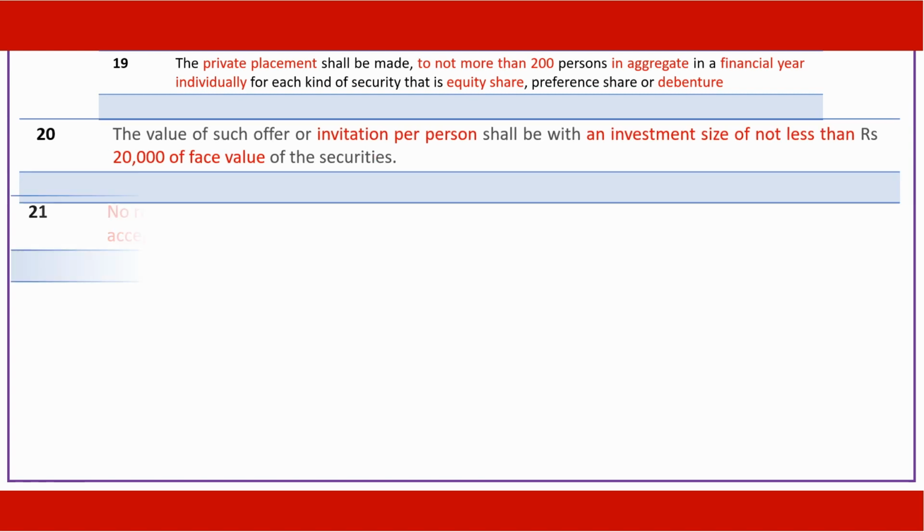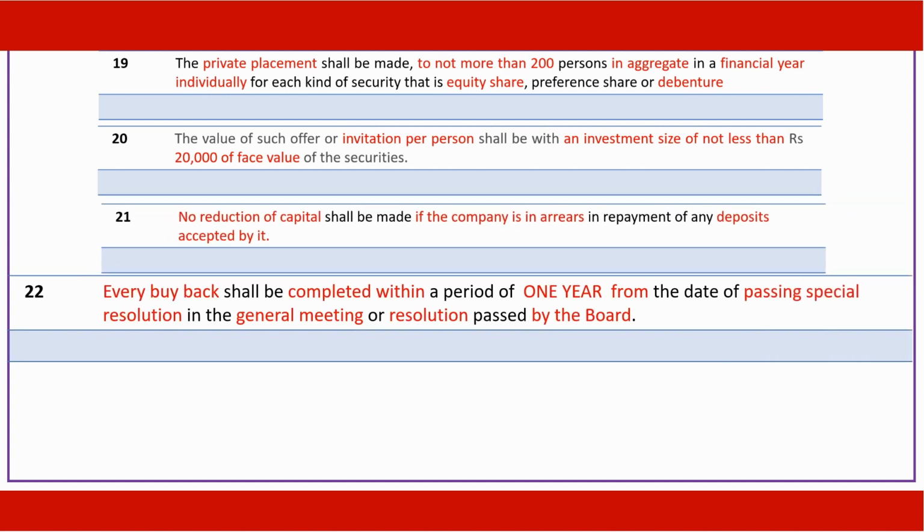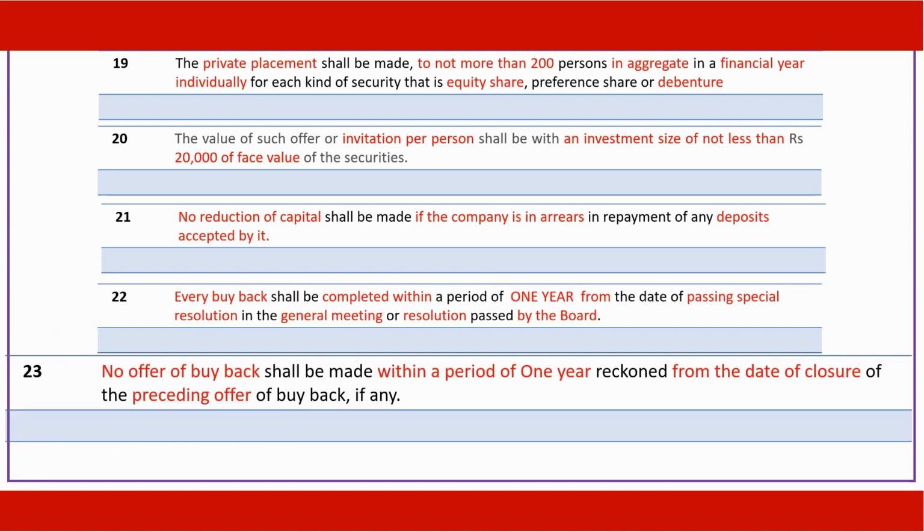A company which has defaulted in the repayment of deposits accepted by it cannot exercise the right of reduction of its capital. A buyback exercise has to be completed within 1 year from the date of passing the authorizing resolution. The resolutions might have been passed in the general meeting or by the board, but it has to be acted upon within 1 year. There should be a cooling off period between 2 buyback periods to buy back.